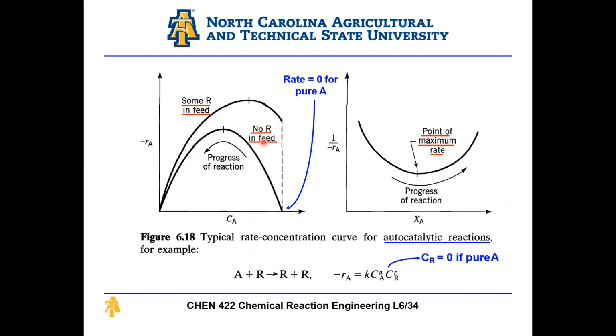If I have no R in the feed, i.e. pure A only being introduced initially, then the curve between minus RA and CA looks like this, and it moves backwards. Alternatively, if I plot 1 over minus RA versus XA, I get a point of maximum rate. And this is for autocatalytic reactions. So what do we want to do?